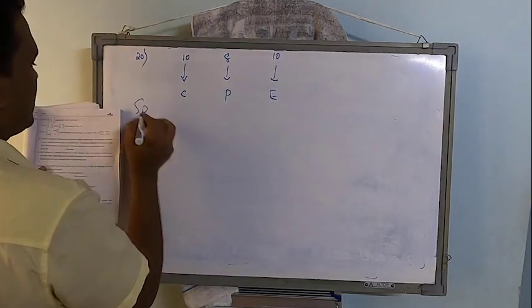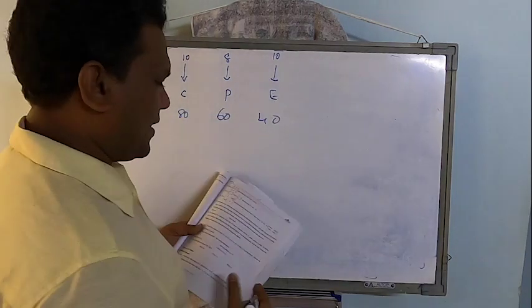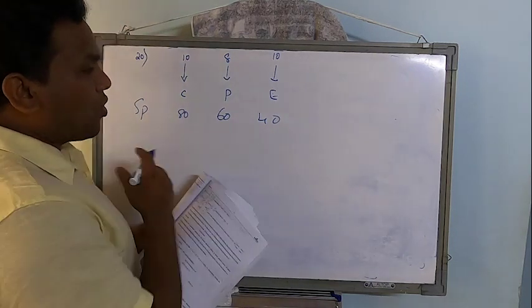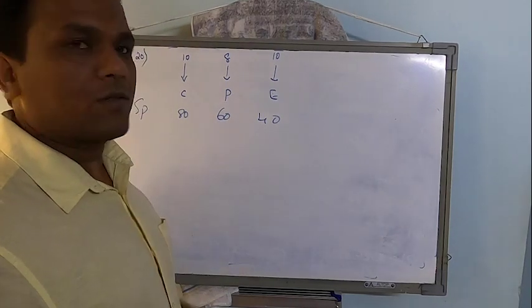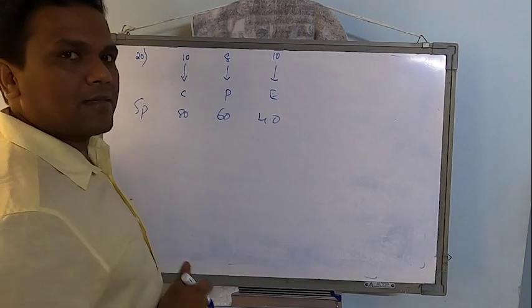So the selling price is how much? 80, 60, 40 respectively. Find the total amount the bookshop will receive by selling all the books. What is the total amount by selling all the books? It's going to be 10 dozens, 8 dozens, 10 dozens, right?